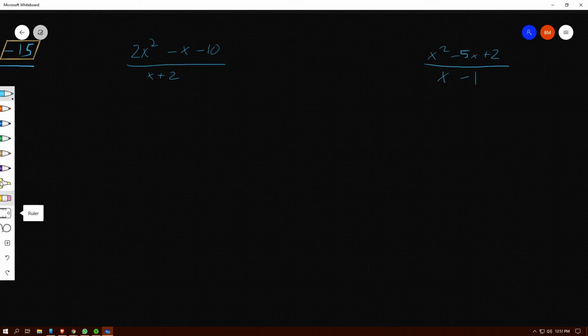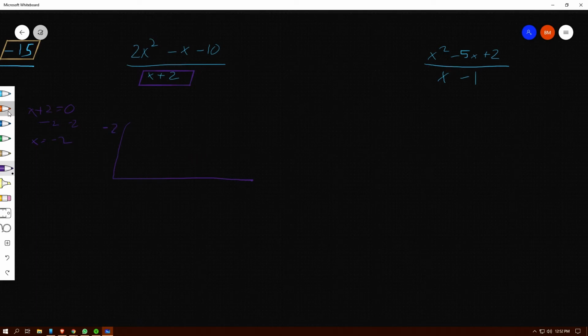So the first thing we're going to do is set up our synthetic division. So just a little 90-degree angle, kind of, supposed to be at least. And I take this x plus 2. I want the opposite of x plus 2. I could just think about it, or I'm going to go ahead and write it down. x plus 2 equals 0. Subtract 2 from both sides, and I solve for x. x equals negative 2. That's what goes outside.